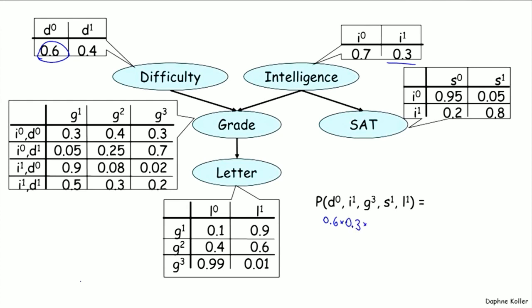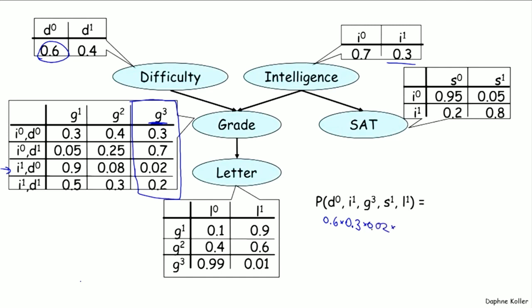What about the next one? The next one now is a conditional factor, and for that we need the probability of G3, because we have G3 here, so we want from this column over here. And which row do we want? We want the row that corresponds to D0 and I1, which is this row, so 0.02.